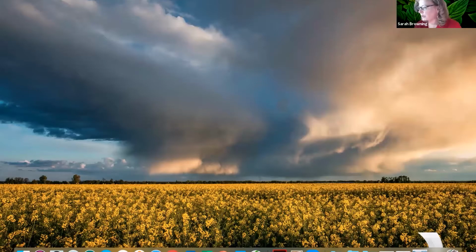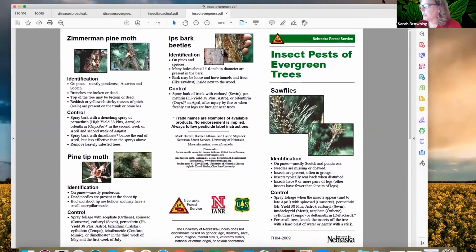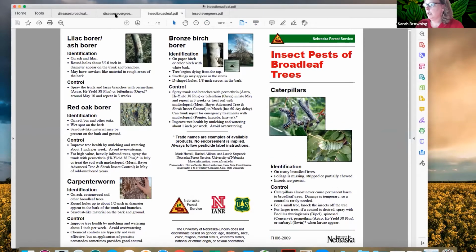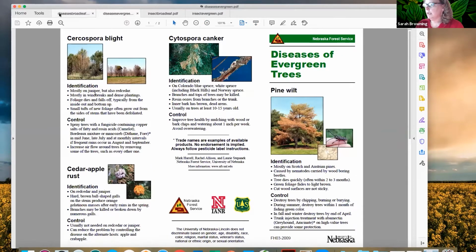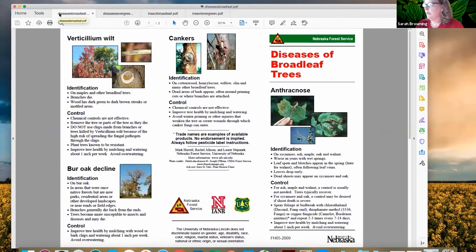The first grouping I want to just show you here real quick is a series of publications that were put together by the Nebraska Forest Service. The Nebraska Forest Service put together this series of publications, and hopefully you're seeing them now. And there's one called Insect Pest of Evergreen Trees. There is Insect Pests of Broadleaf Trees, Diseases of Evergreen Trees, Diseases of Broadleaf Trees, and then there's a fifth one called Abiotic Problems of Trees.